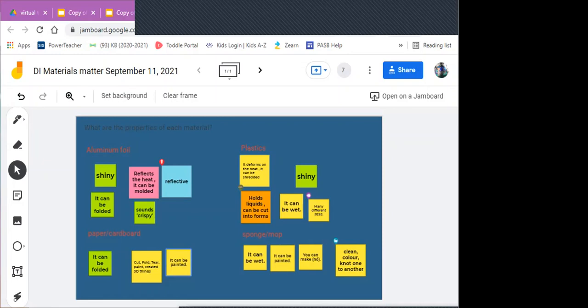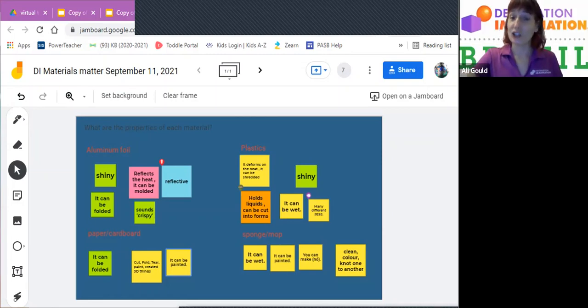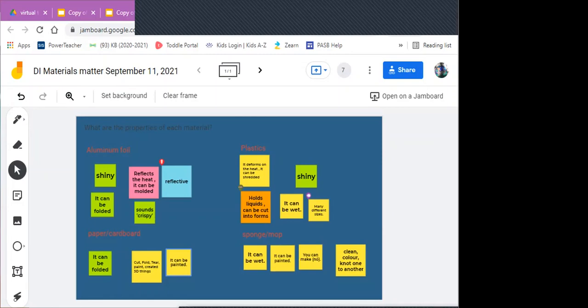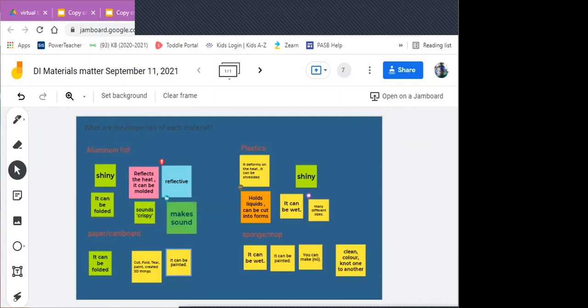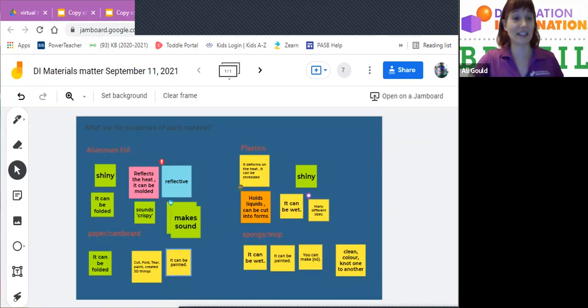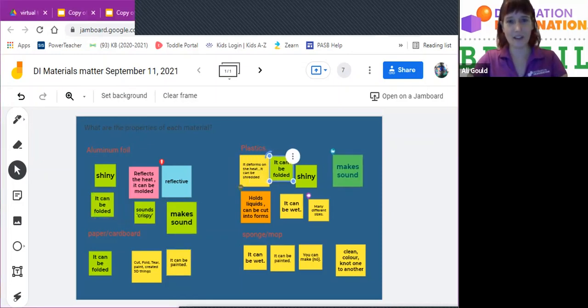Paper and cardboard, depends if you paint, yes. Okay, so we could put shiny there, and then it can be folded. That was on paper. I stuck it on aluminum foil. Do you think we could copy and paste and put it on plastics? Can it be folded? Aluminum foil. Can it be folded? Yeah. No, plastics, because it's here in aluminum foil. But if I'm going to copy and paste, can I put it in plastics? Plastics? Yes.